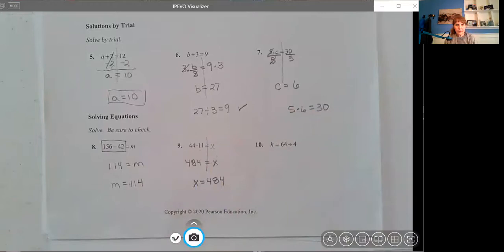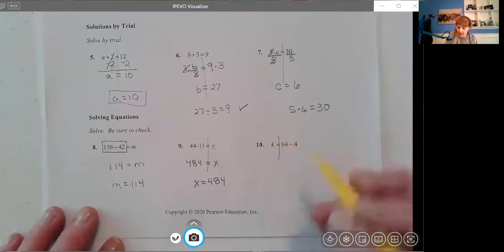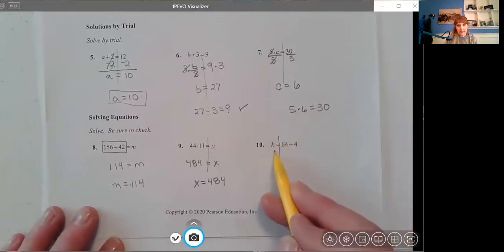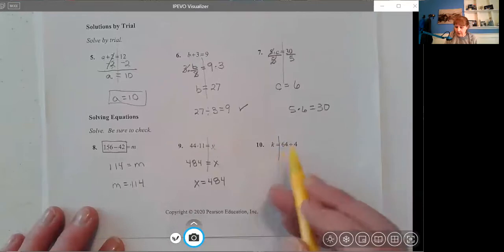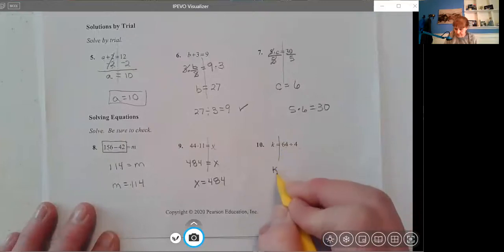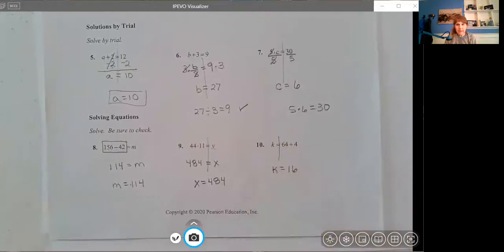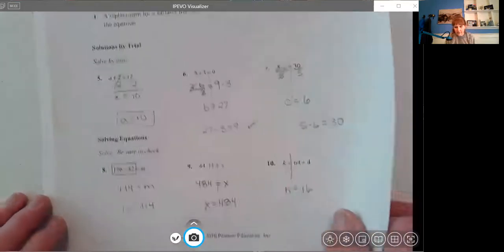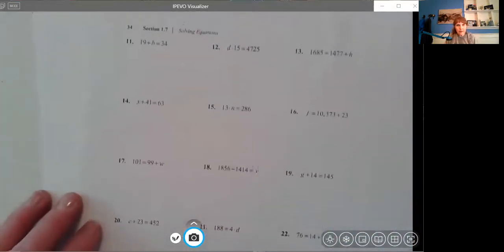All right. Looking at number 10, the variable is by itself. I don't need to get rid of anything on this left-hand side. All I need to do is take 64 divided by 4, which is 16. I just simplified. It's called simplifying that right-hand side. Didn't have to move anything from one side to the other. All right, let's continue on and look at some more examples.